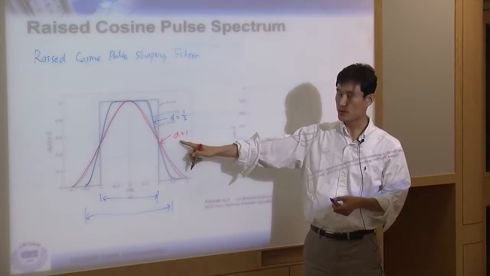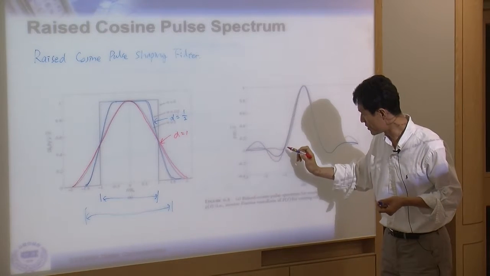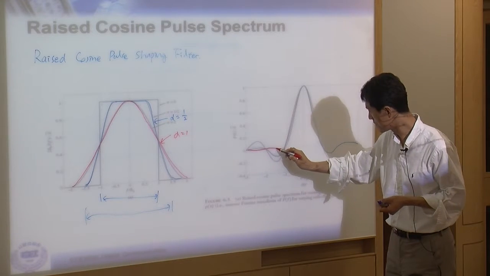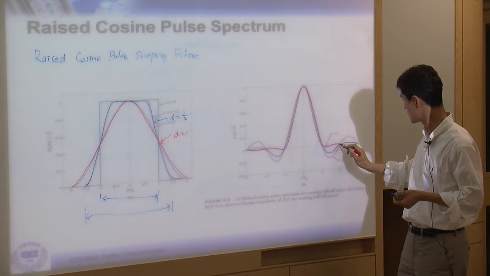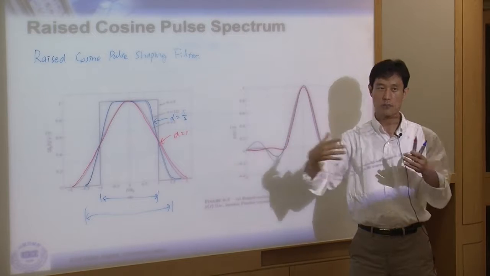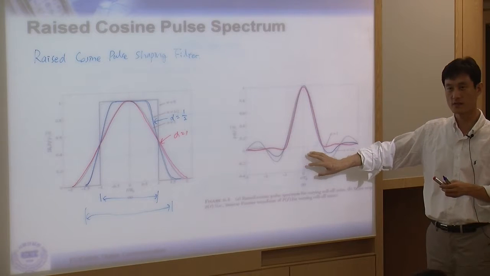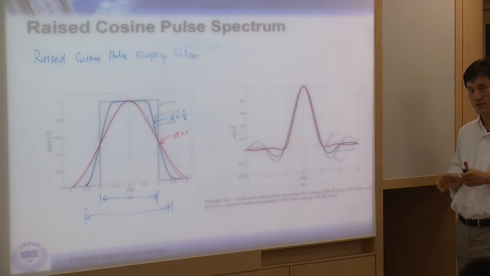What about alpha equal to 1? When you have alpha equal to 1, the time domain signal looks like this. So this red one and this red one are a pair. Time domain, frequency domain. So this is a shaping of the pulse. Okay, so that's the pair.